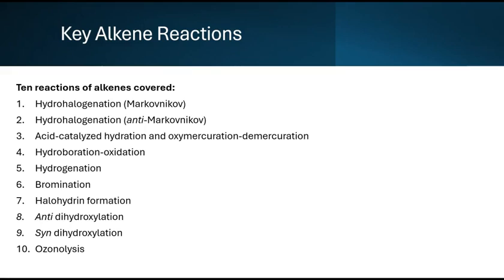Key alkene reactions. Make sure that you know the 10 reactions we have covered. 1. Hydrohalogenation Markovnikov. 2. Hydrohalogenation anti-Markovnikov. 3. Acid-catalyzed hydration and oxymercuration-demercuration. 4. Hydroboration-oxidation. 5. Hydrogenation. 6. Bromination. 7. Halohydrin formation. 8. Anti-dihydroxylation. 9. Syn dihydroxylation. And 10. Ozonolysis.